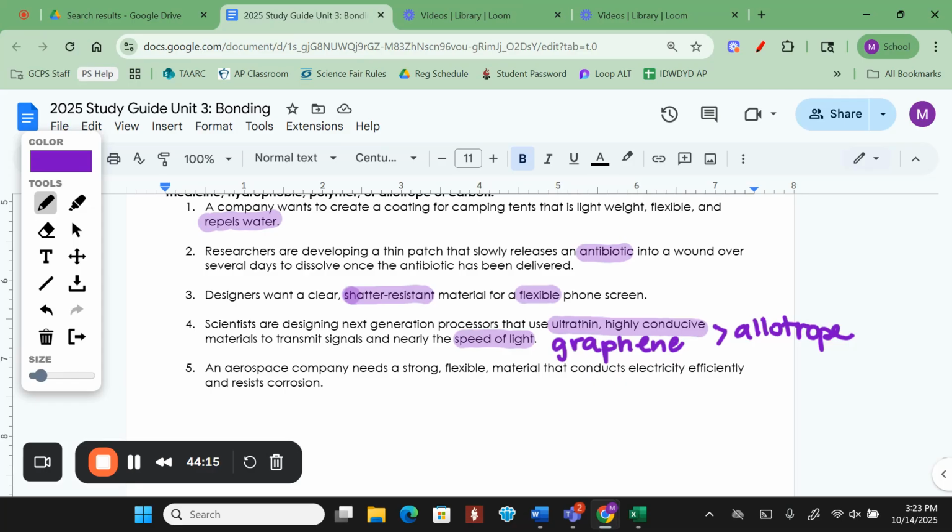And last but not least, if you have an aerospace company that needs a strong, flexible material that conducts electricity efficiently and resists corrosion, that's going to be a metallic substance.